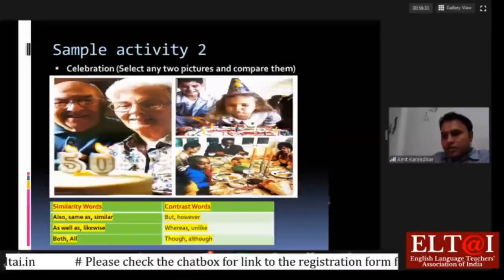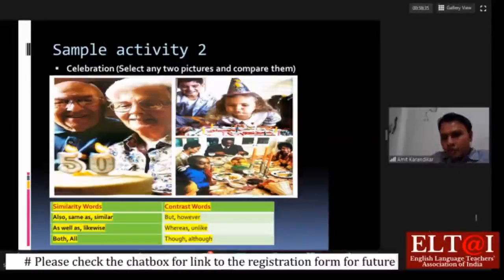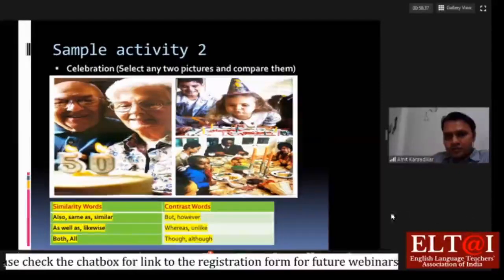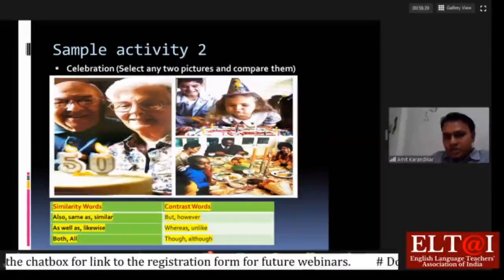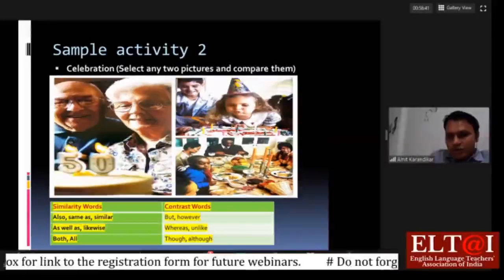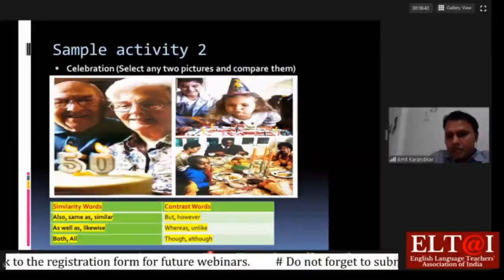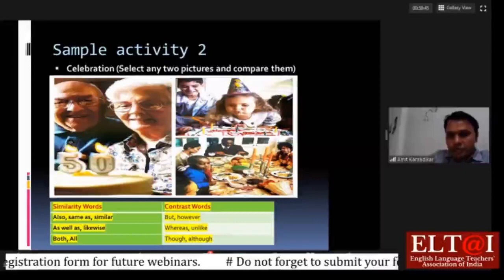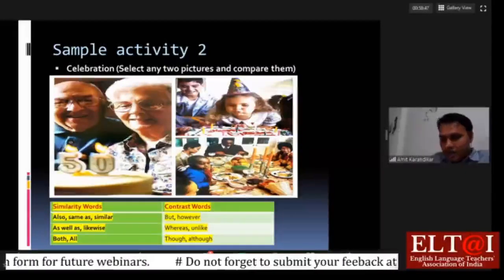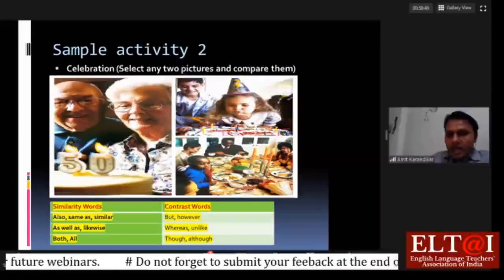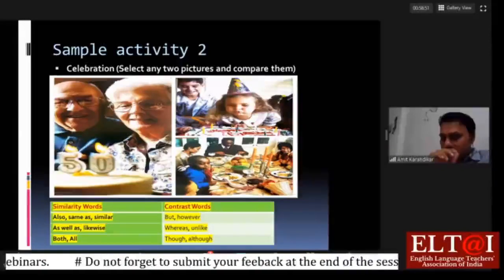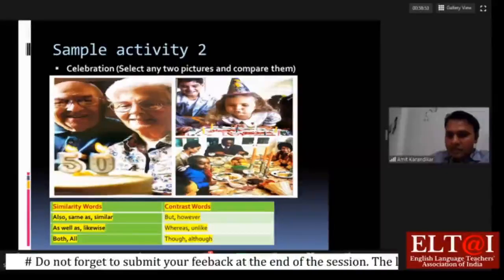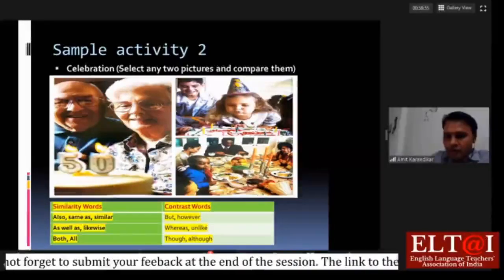Sample activity 2, this is compare and contrast between photographs. So I have given 3 photographs of celebration and the students can compare these. I have also given a scaffolding of similarity words and contrast words as to which words they can use and how they can connect things. And these both were genuine speaking activities alone. And these were standout activities. These were not from the textbook.